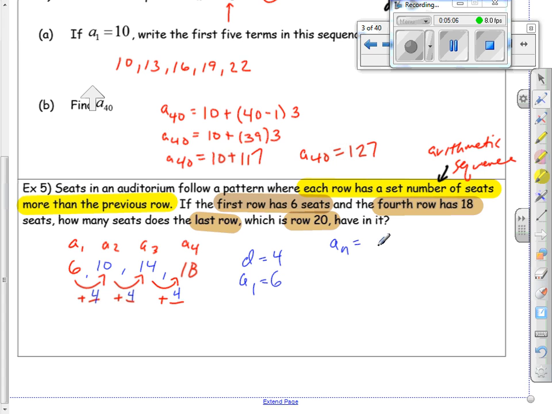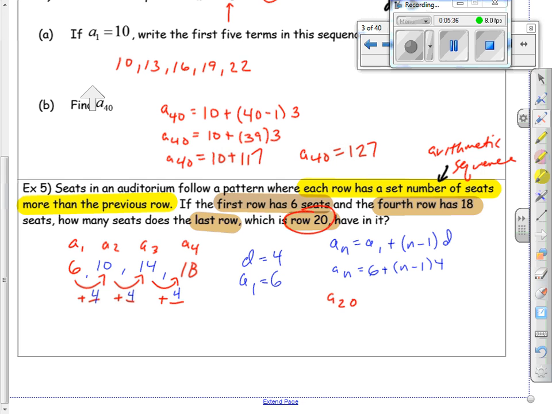So at the top of this page, there's a general explicit rule formula for arithmetic sequences. It says a sub n equals a sub 1 plus n minus 1 times d. So we're going to write a formula for this that would say a sub n equals 6 plus n minus 1 times 4. So what I simply did was replace d and a sub 1 with the values that we figured out over here. Now we can evaluate this for the 20th row.